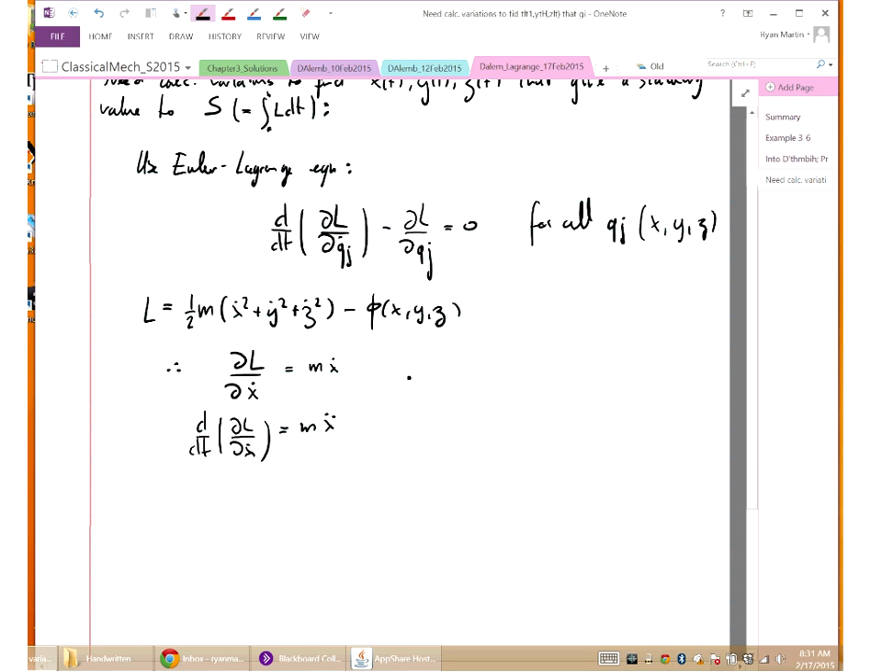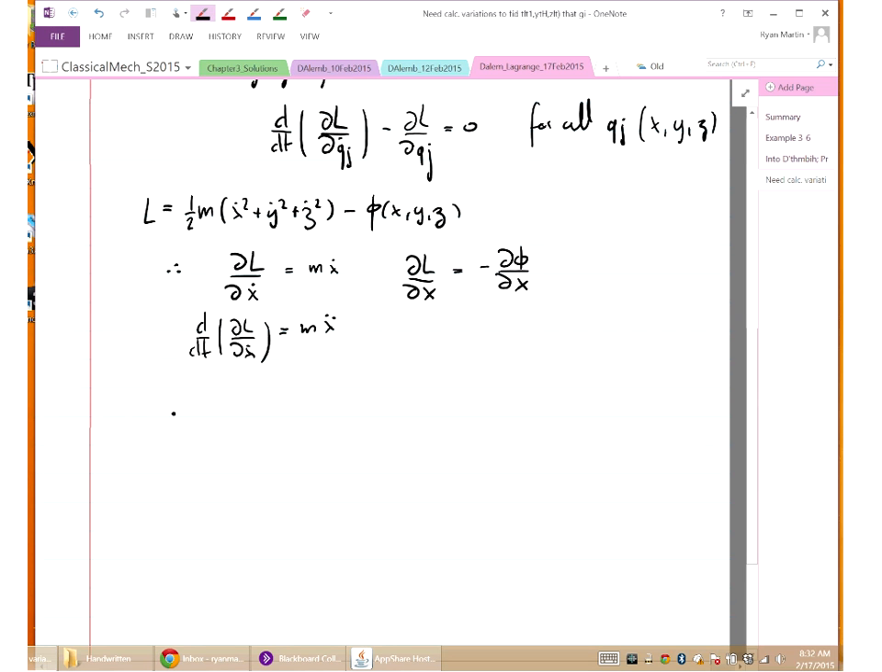And then the last term that we need in the Euler-Lagrange equation is ∂L by ∂x. So if I look at the kinetic energy term, there's no x's in there, but the phi term does depend on x, right? So ∂L by ∂x is minus d phi by dx, right? Because the L part that depends on x is minus phi of x, y, and z, and so ∂L by ∂x is minus ∂phi by ∂x.